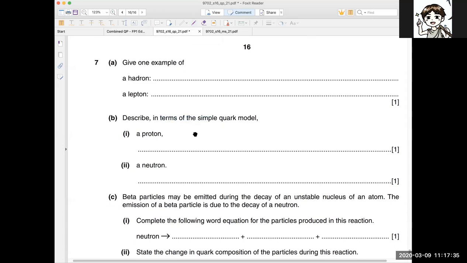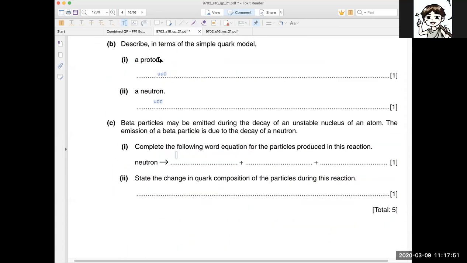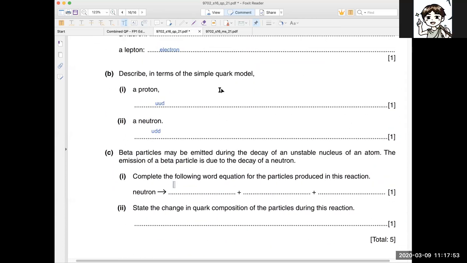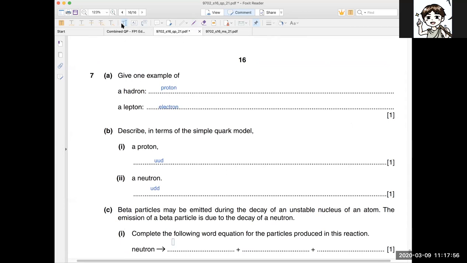Describe in a simple quark model. A proton is up, up, down, and a neutron is down, down, up. This kind of question is really easy. You get 3 marks already.